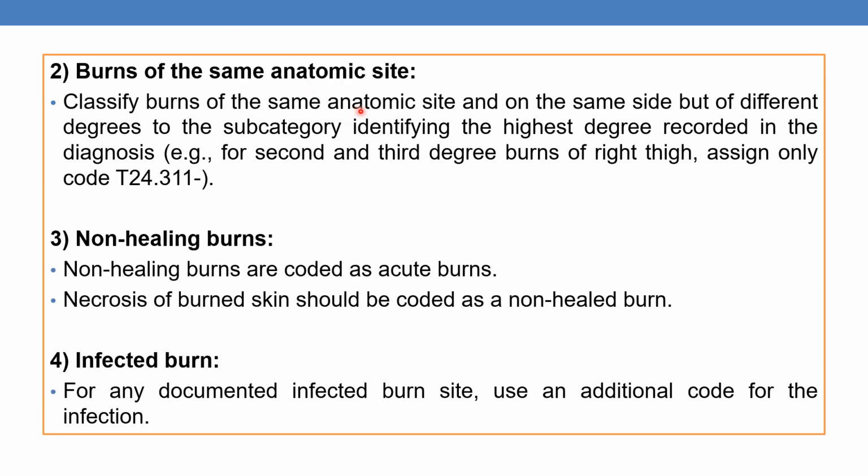Coming to burns of the same anatomical site. Classify burns of the same anatomical site but of different degree to the subcategory identifying the highest degree recorded in the diagnosis. In simple terms, if there are two burns, first degree burn and second degree burn on right elbow, then you can code only second degree burn. First degree burn is not necessary. The burn of highest degree will be coded if the burns are on the same anatomical site.